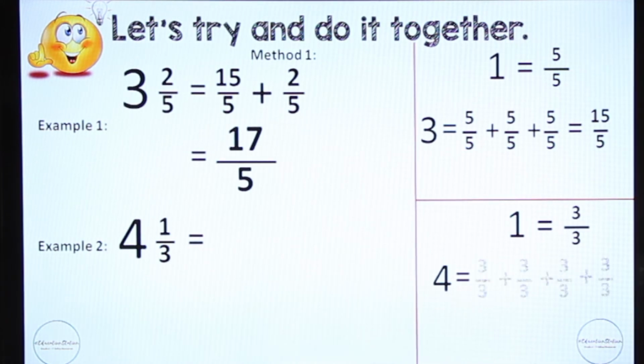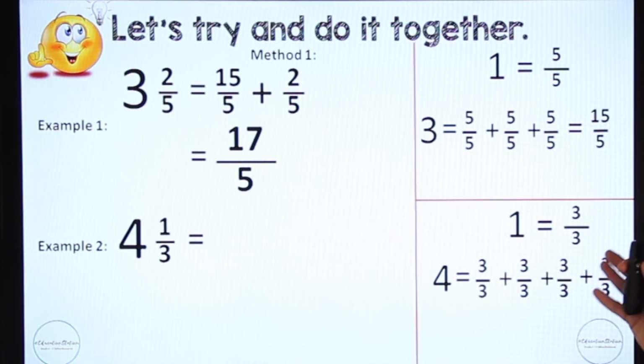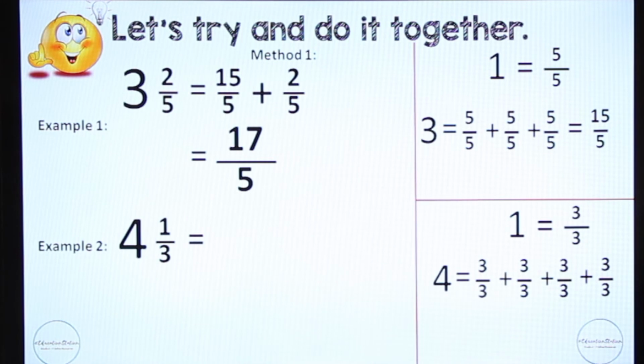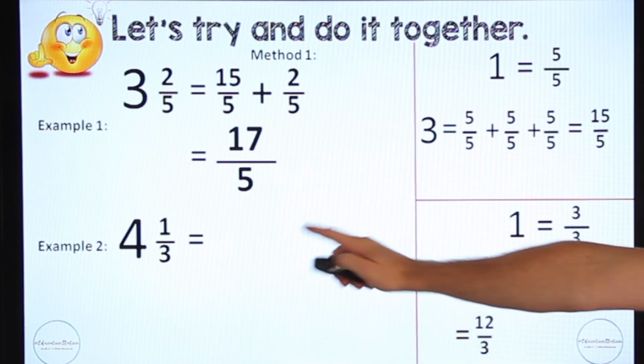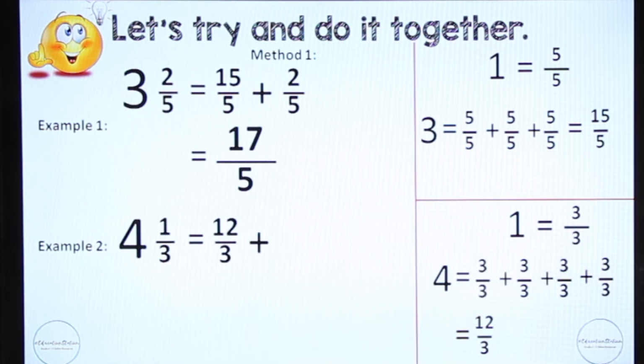So let's add them together. It's 3/3 plus 3/3 plus 3/3 plus 3/3, and that gives you 12/3. So 12/3 plus the original third that I had when I started out this question, so 12/3 plus a third, and my answer therefore is 13/3.